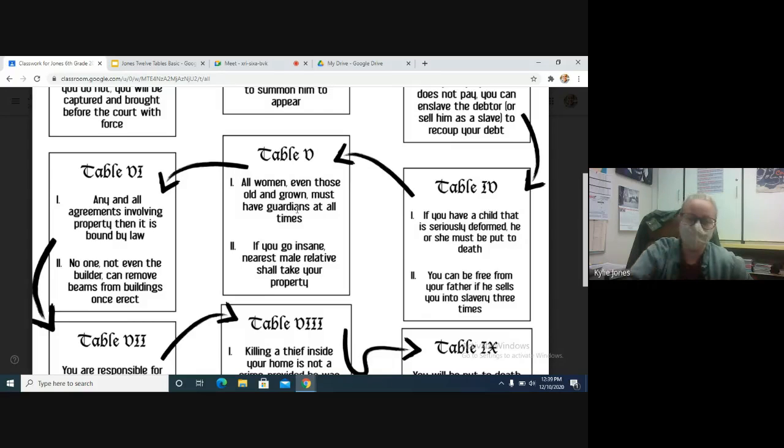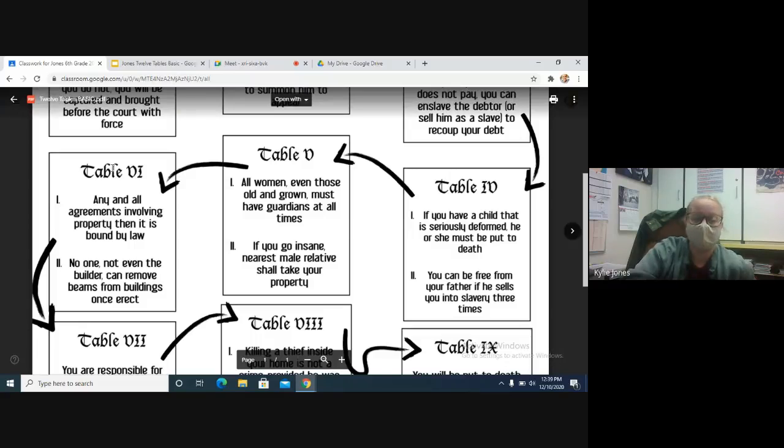Number 2 says if you go insane, the nearest male relative will take your property. So if you go insane, they're just going to take your stuff and give it to the closest male to you. These are interesting rules. Like mentally crazy. I don't know why they did any of this.